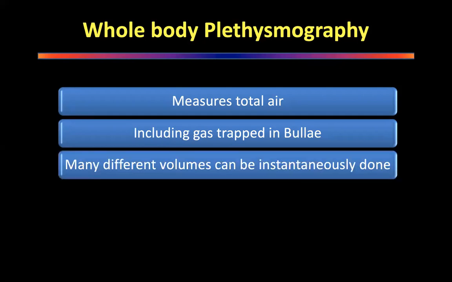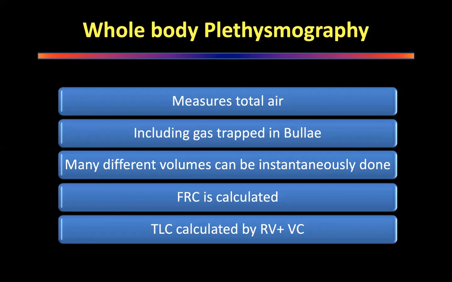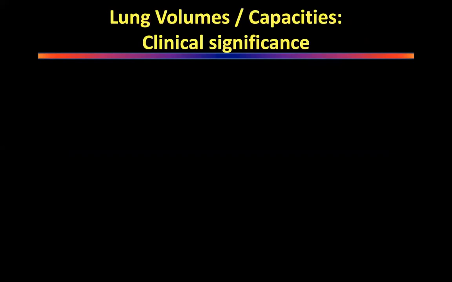So many different volumes can be calculated instantaneously by just measuring the change in the pressure. So FRC is calculated, and then once you know the FRC, then TLC can be calculated. So really, the residual volume is beautifully captured by whole body plethysmography. So we have done all of this, but what is the clinical significance of this?